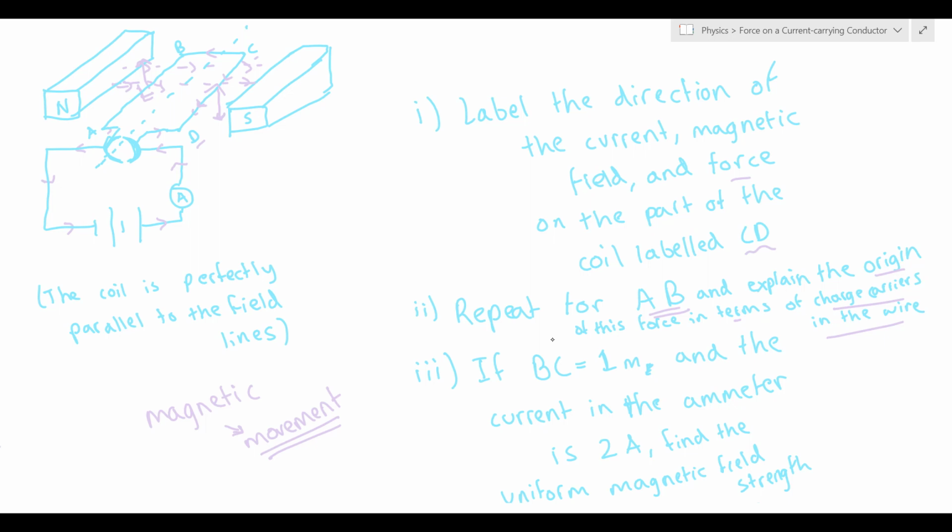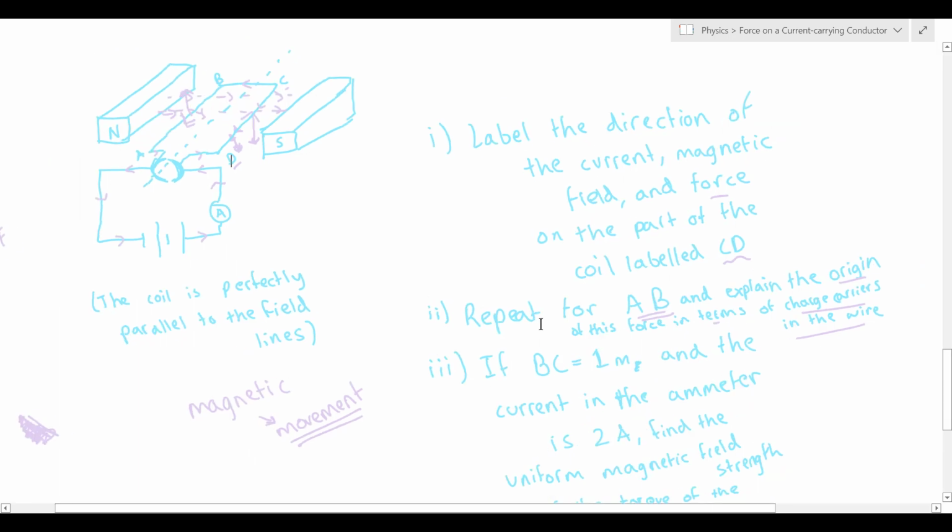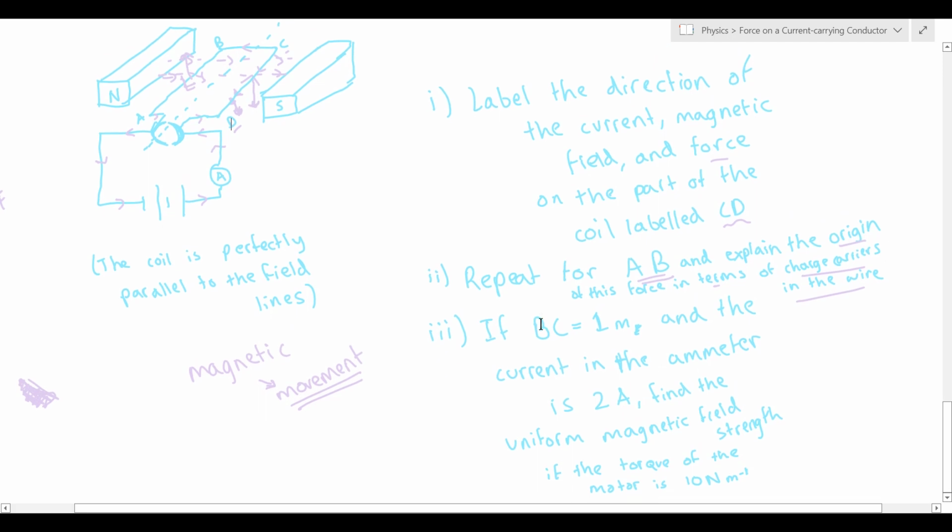And so we can calculate using the left hand rule the force on the electrons, and we'll see that ultimately this force on the electrons is in the same direction as the force on the wire. So the force on the wire is because of the force on these electrons, and since the electrons are contained within the wire, the whole wire feels a net force downwards. Okay, now they've given us that BC is 1 meter, and the current in the ammeter is 2 amps.